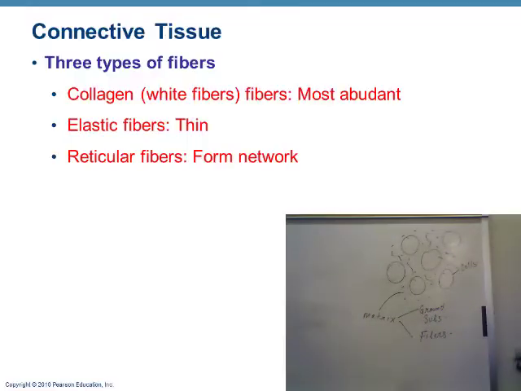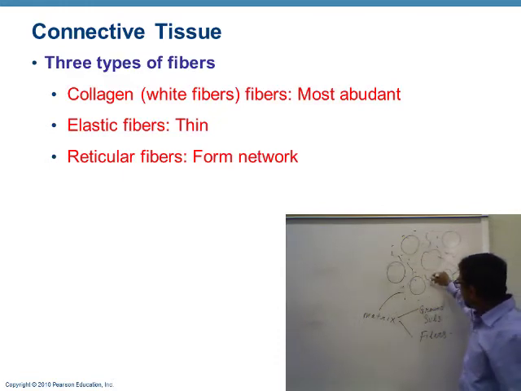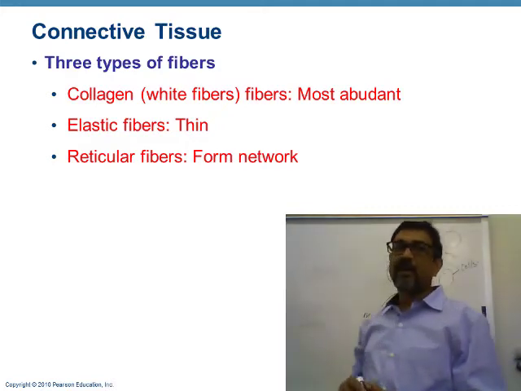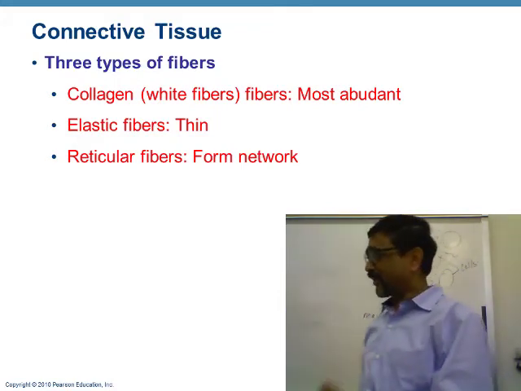Now, three types of fibers. You see here, I mentioned that in the matrix, you have fibers. Not all connective tissues have fibers, but fibers are an important component of connective tissue. So what are the fibers? Three types of fibers: collagen fibers, elastic fibers, and reticular fibers. You have seen all these fibers. You will see those pictures in the next few slides, so you will remember that.